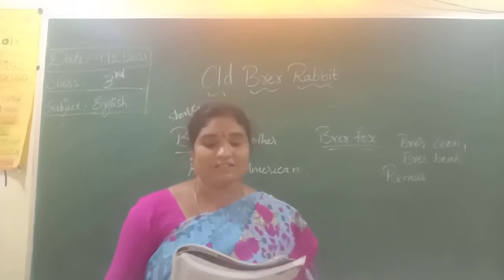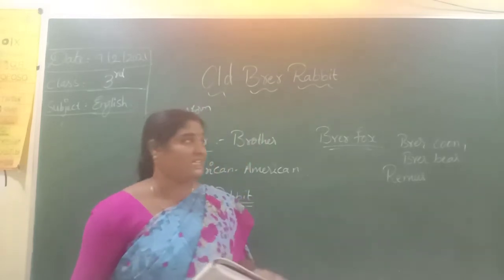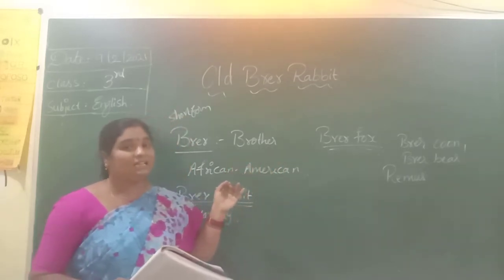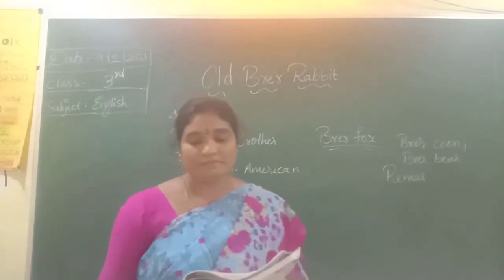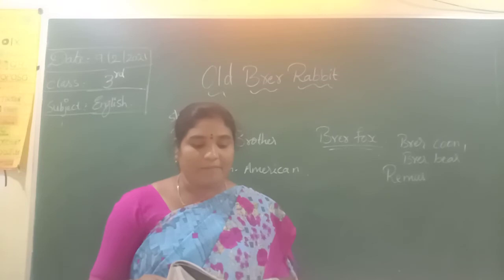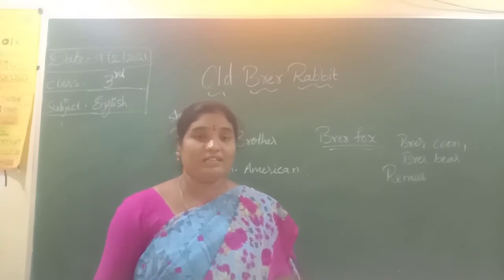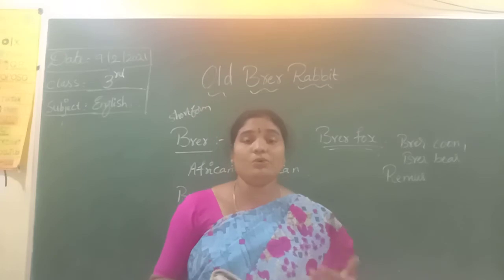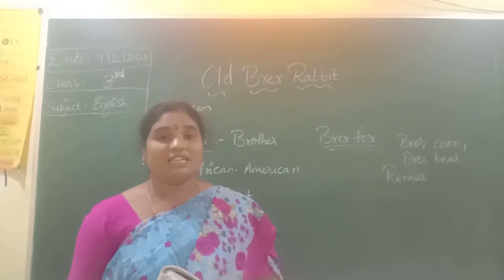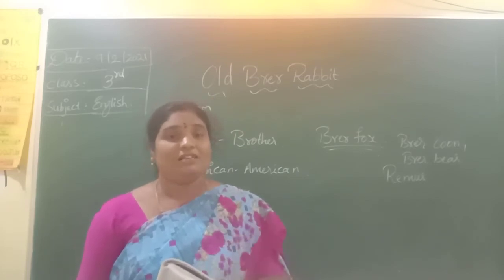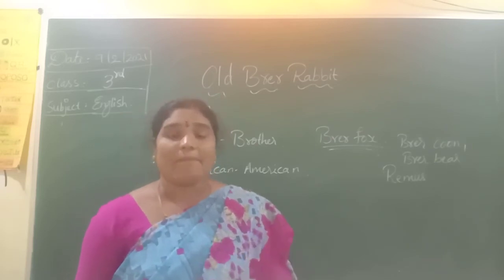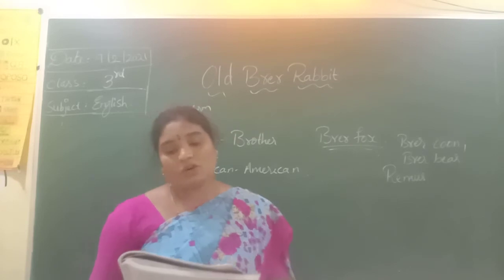Brer Fox sneaked, followed secretly. What is the meaning of sneaked? Followed secretly. So Brer Fox followed the rabbit secretly. He knew Brer Rabbit was up to something. So he knew that the rabbit was going to do something. So he followed him quietly. So the fox thought that the rabbit has slipped away, here the rabbit is going to do something. So the fox has followed the rabbit quietly.